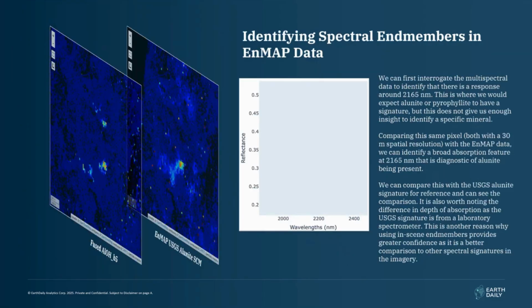So what we can do is start to interrogate that imagery. Now, if I was to look at just the fused data here, this is the sort of signature that I would get. If I picked from that pixel here, this is the spectral signature that I have. So I've got an absorption at 2165 taking place here, but that could be alunite being present, or that could be pyrophyllite, that could be kaolinite, that could be dickite.